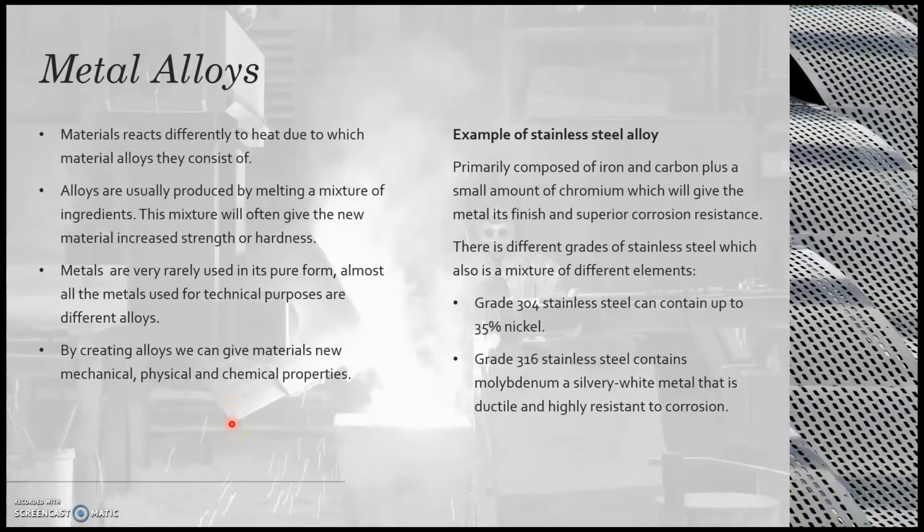First, a little bit about metal alloys. Materials react differently to heat due to which material alloys they consist of. Alloys are usually produced by melting a mixture of ingredients. This mixture will often give the new material increased strength or hardness. Metals are very rarely used in their pure form. Almost all the metals used for technical purposes are different alloys. By creating alloys, we can give materials new mechanical, physical, and chemical properties.